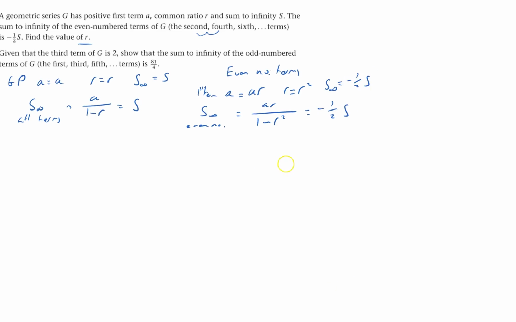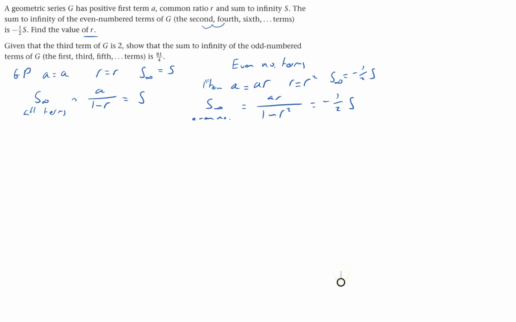So that tells me that AR over 1 minus R squared equals minus a half times S, but we know S is this, A over 1 minus R, like so. And what I'll do now, obviously the first thing I can do, is divide both sides by A, so it gets rid of that, because A is a positive term, so it's not 0. And then I'm going to times both sides by 1 minus R.